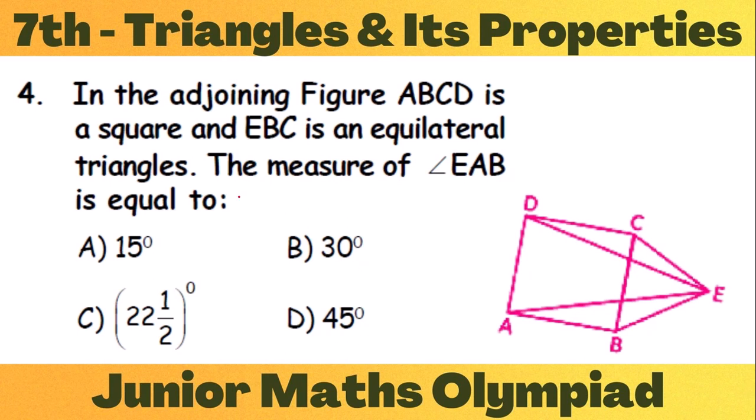Next, children, 4th question. In the adjoining figure, ABCD is a square and EBC is an equilateral triangle. We have a square and we have an equilateral triangle. In the question, the measure of angle EAB is equal to how much? The angle formed here, EAB, how much is it? That we have to find out.